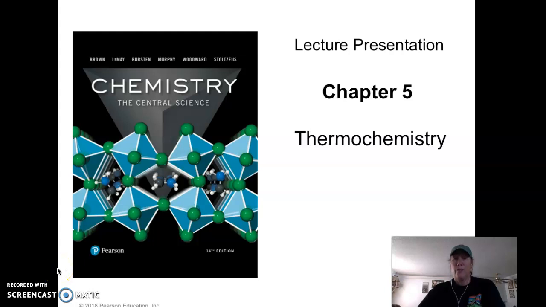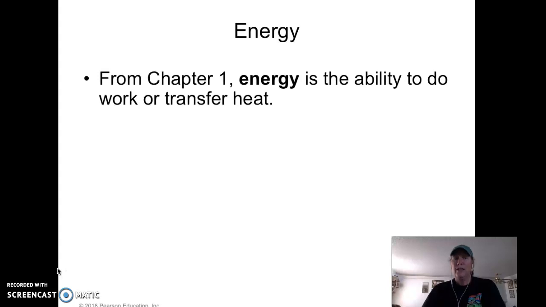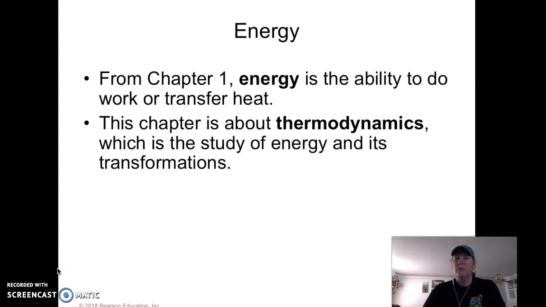Chapter 5 now is thermochemistry, thermo meaning heat. When you're talking about energy, energy is the ability to do work or to transfer heat, and heat is one of the most common forms. With thermodynamics, we're going to study that energy and its transformations, how it transfers. And anytime you have a chemical reaction, you're going to have a change in energy. And in most cases, that's heat. So we're going to talk about that.